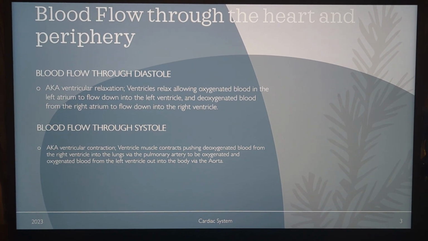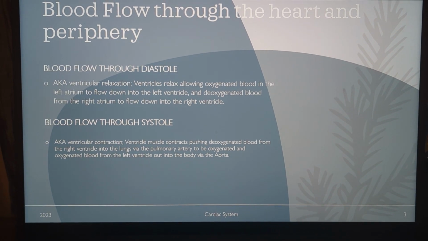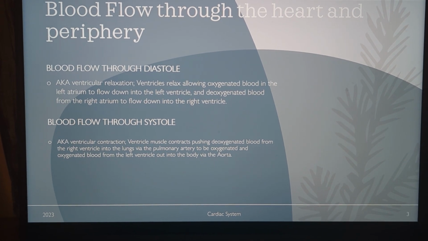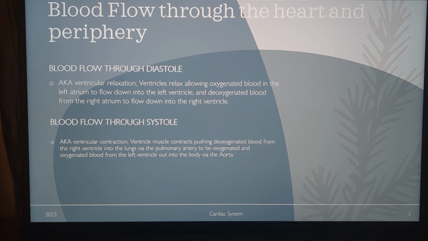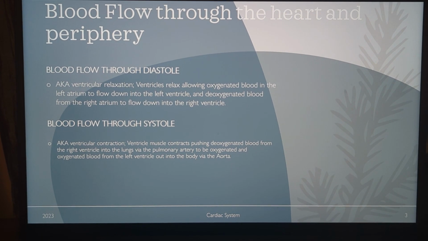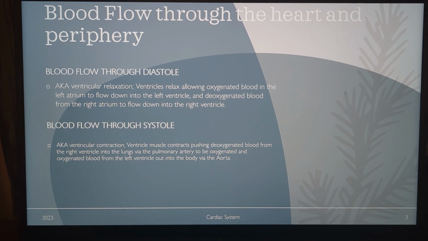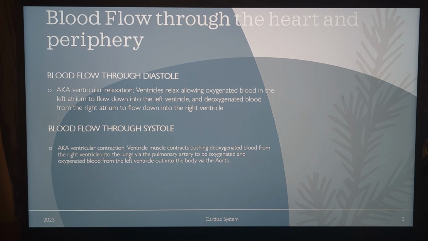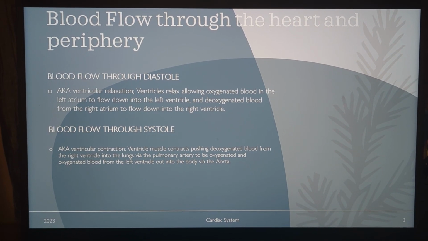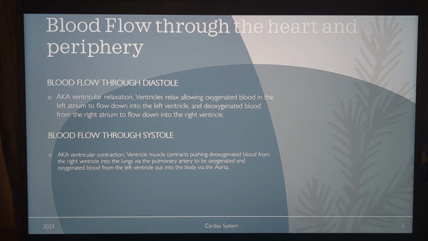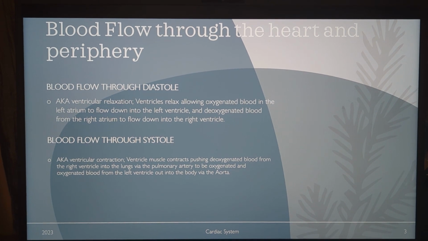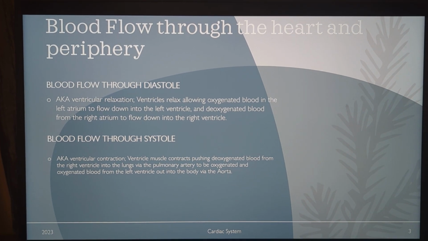Blood flow through the heart and periphery. Blood flow through diastole, aka ventricular relaxation. Ventricles relax, allowing oxygenated blood in the left atrium to flow down into the left ventricle, and deoxygenated blood from the right atrium to flow down into the right ventricle. Blood flow through systole, aka ventricular contraction. Ventricle muscles contract, pushing deoxygenated blood from the right ventricle into the lungs via the pulmonary artery to be oxygenated, and oxygenated blood from the left ventricle out into the body via the aorta.